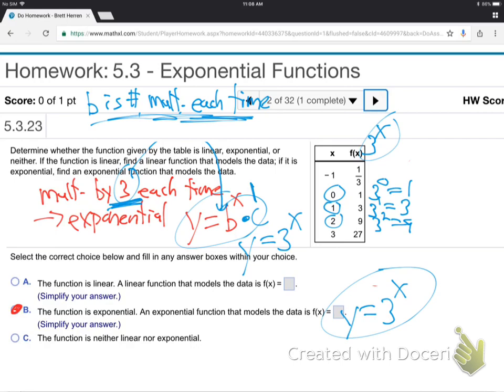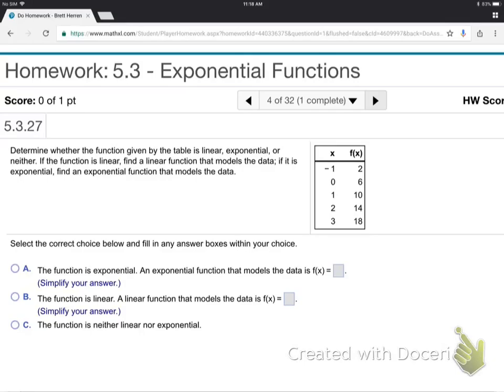Let's see. Okay, try that one. What's being multiplied every time? Yeah, it's not multiplying, is it? It's adding every time, huh? What's it adding every time? 4. It's adding 4, huh?